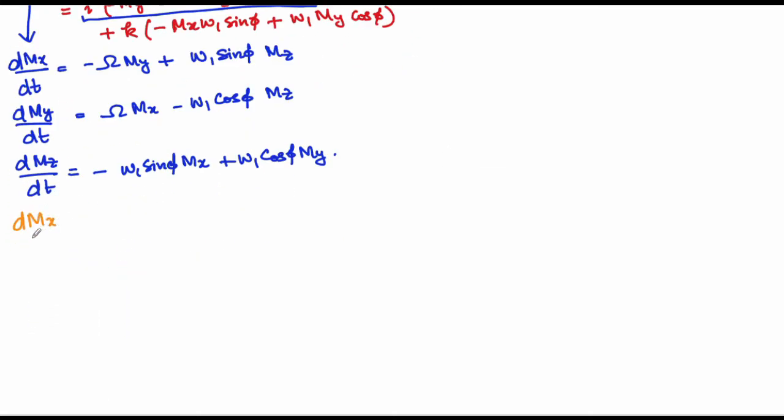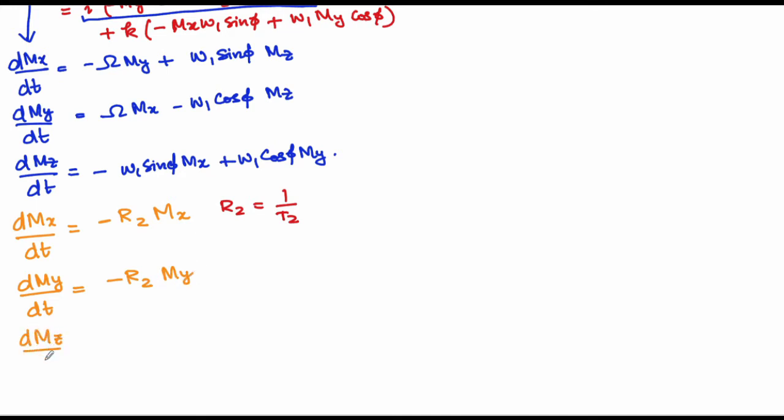Bloch also introduced, ad hoc, the relaxation process. The way he related it is very similar to first order kinetics, where he said that however much is remaining in the transverse plane will decay as a function of time with a rate called R2. I would like to remind you that R2 is given as 1 over T2. And similarly, since My magnetization is also transverse in nature, it will have the same R2 rate, but of course with respect to My.